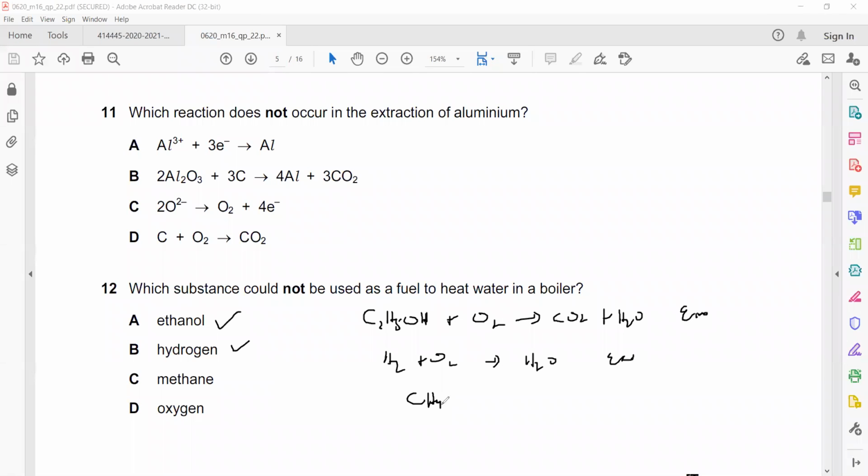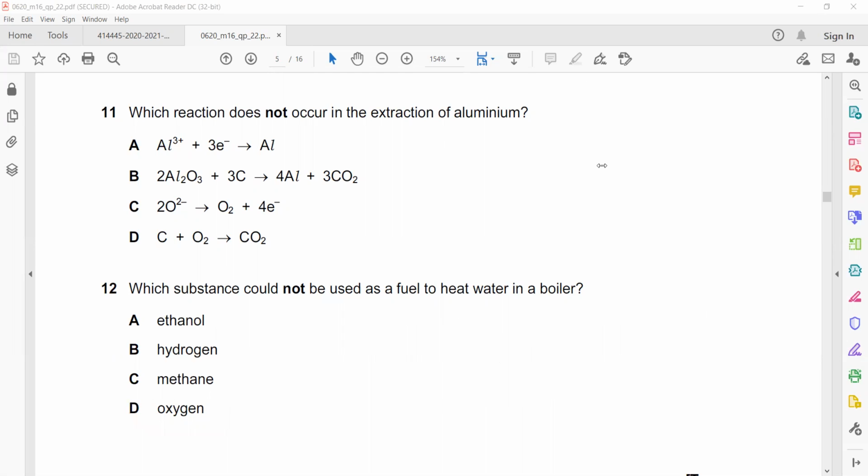Methane burns in the presence of oxygen and gives carbon dioxide and water. Oxygen is needed there, but oxygen is not the fuel. Oxygen is needed for burning of the fuel, but not as a fuel. That's why, for which substance could not be used as a fuel, we don't use oxygen, because oxygen helps in burning but does not burn itself. It helps in combustion, but oxygen itself is not the fuel.